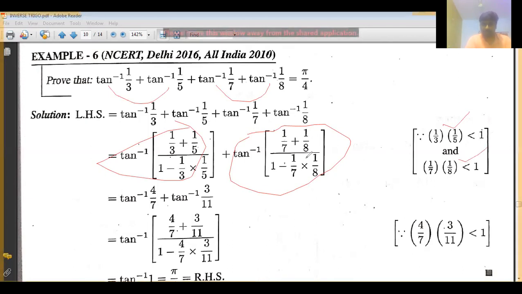Not a problem. So from this, what will you get? Tan inverse of 4 by 7. From this, what will you get? Tan inverse of 3 by 11. Here also, is x into y less than 1 or not? Yes, see here. Then again we'll apply the formula for the third time.